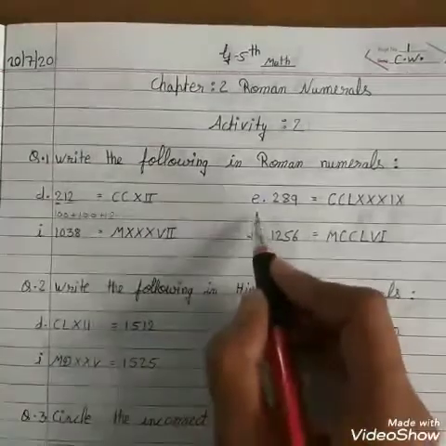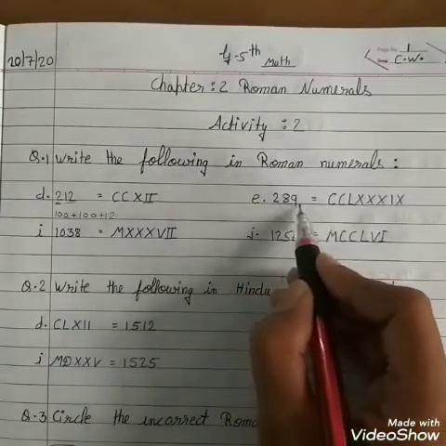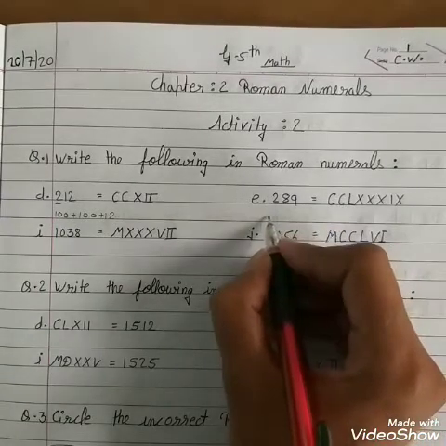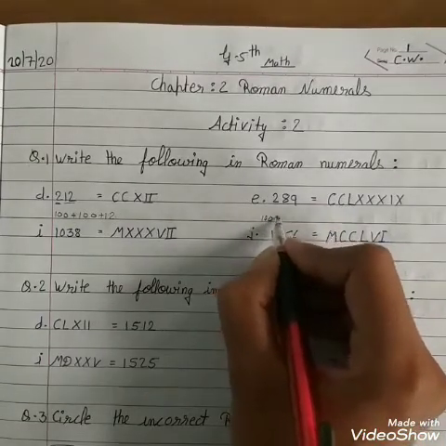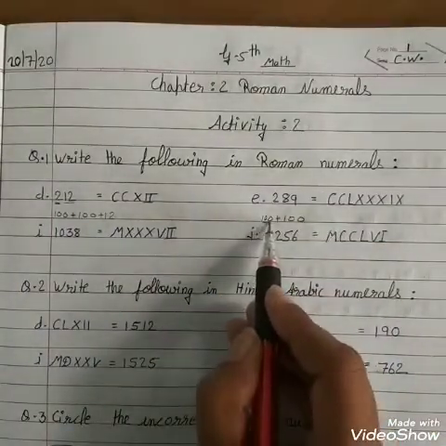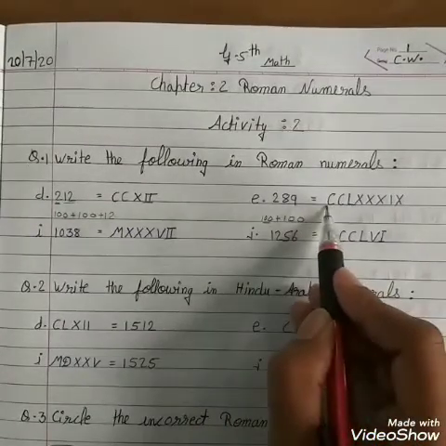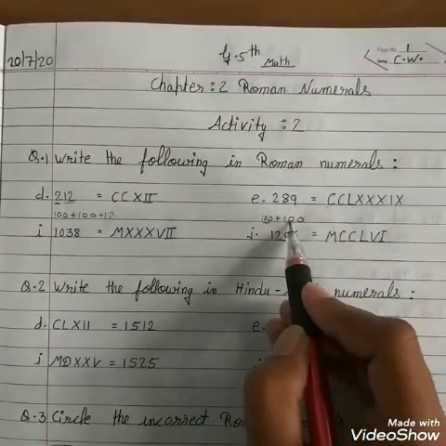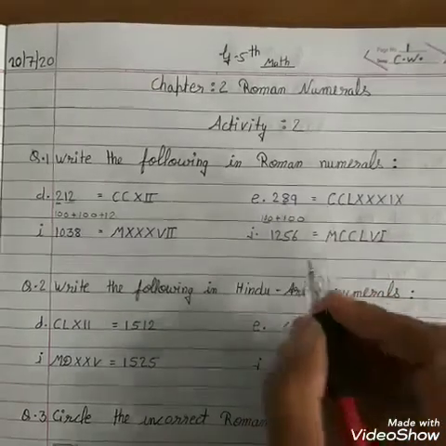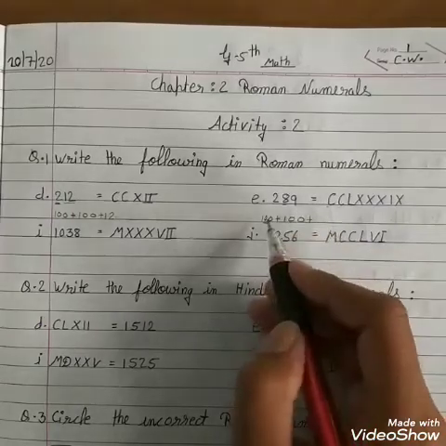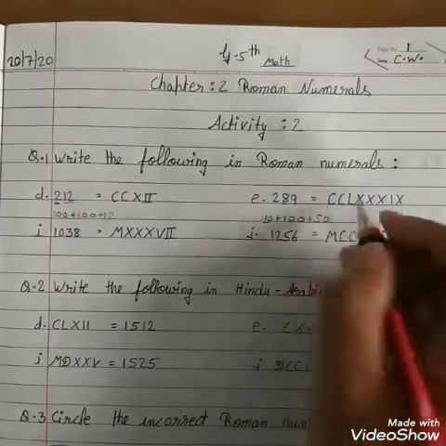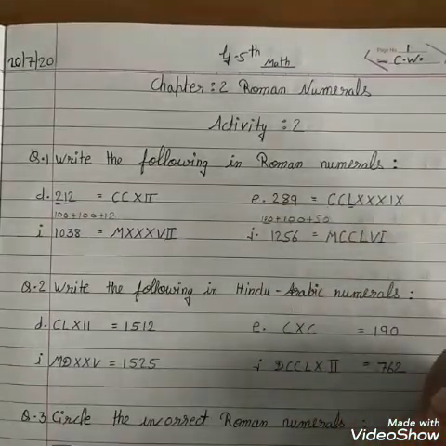Now come to E. We have 289. Again we will write 200. How will we write 200? 100 plus 100. Okay students. Now we can write 100 as capital C. Again we have 100, we write capital C. Now we will write 80. We don't have it directly in Roman numerals. So we will write first 50, and we can write 50 like this, capital L.